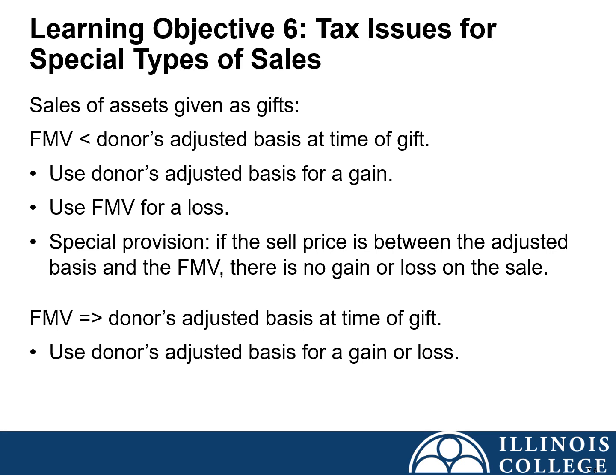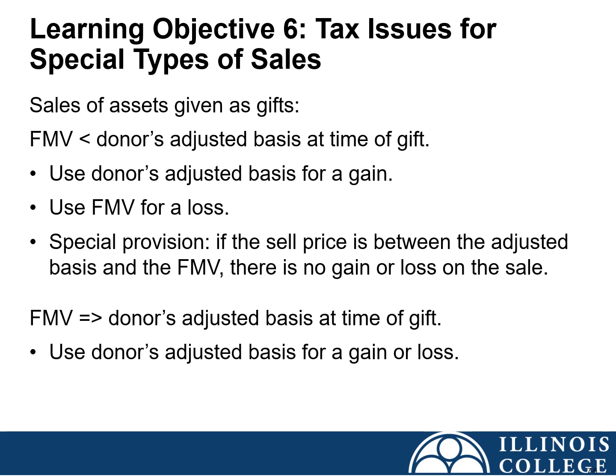And the answer is it depends. So let's start with the easier situation, and that is the fair market value at the time of the gift. If the fair market value at the time of the gift is greater than or equal to the donor's basis, then the rule is simple. We just use the donor's adjusted basis for both gains and losses. But if the fair market value is less than the donor's basis, things get more complicated. And this is where students usually get tripped up.